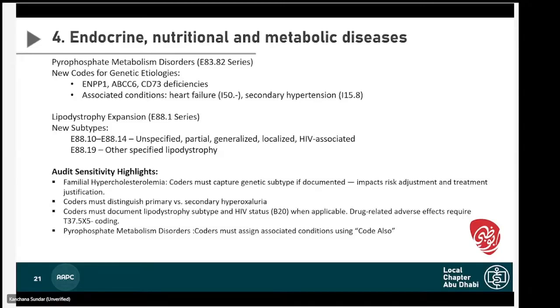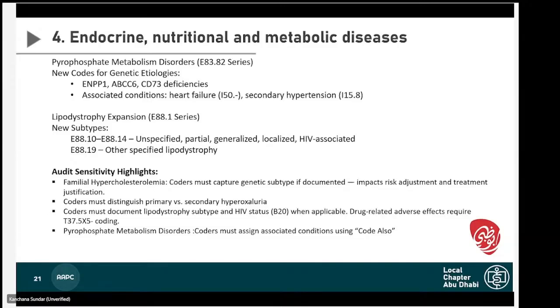And one more important thing to note is that whenever pyrophosphate metabolism disorders occur, as the deposits are happening at the tissue level, there is a high chance of other associated conditions, which are definitely included in our use additional. So ensure that heart disease, heart failure, and secondary hypertension are coded along with the pyrophosphate metabolism disorder. And lipodystrophy is being expanded.